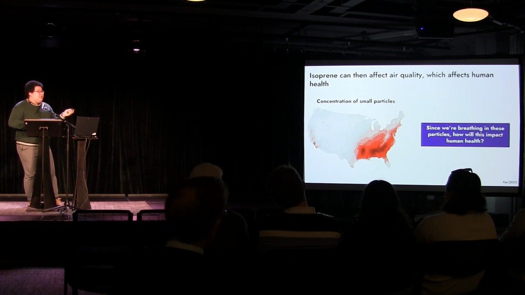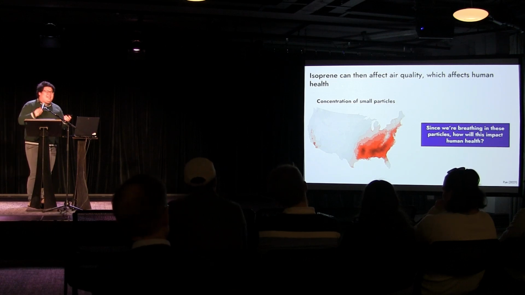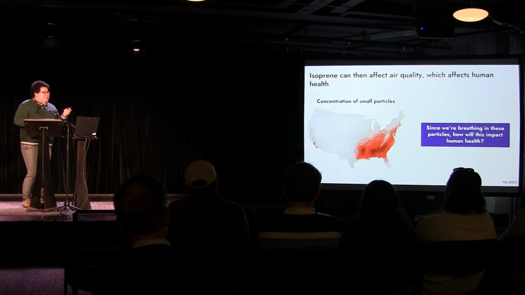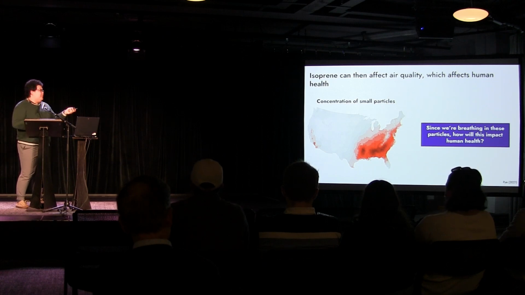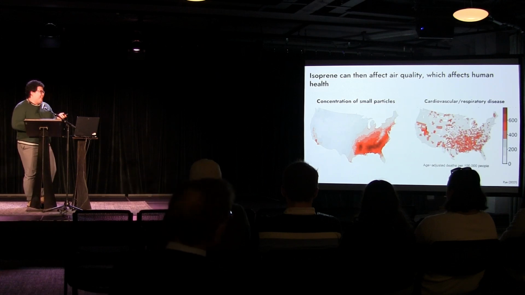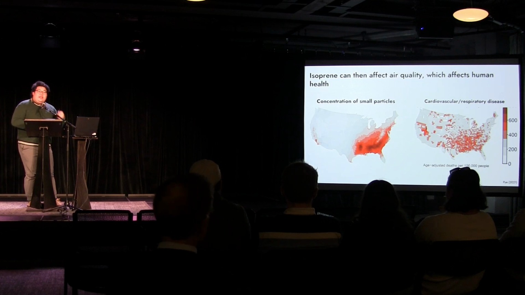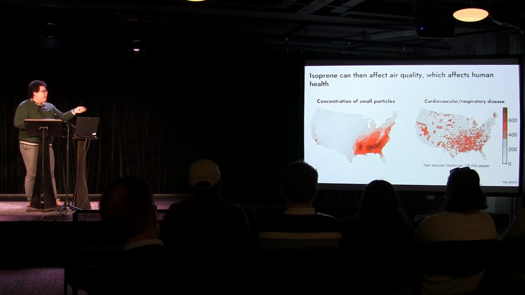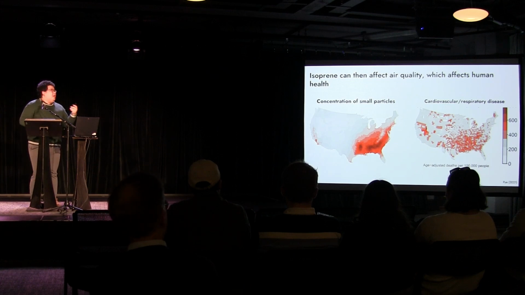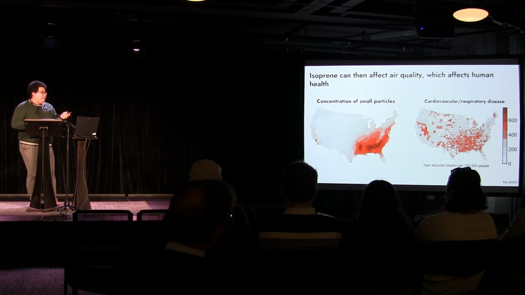So we're breathing in these small particles, so how will that impact human health, right? We don't want to breathe in these particles because they can get into our lungs and our bloodstream. And so take a minute and just think about how you expect diseases like heart disease to co-locate with these small particles. And if you guessed they're very similar, you are correct. What you can see here is that the concentration of these small particles created from isoprene co-locates or correlates with the amount of cardiovascular and respiratory disease that is seen in the US.